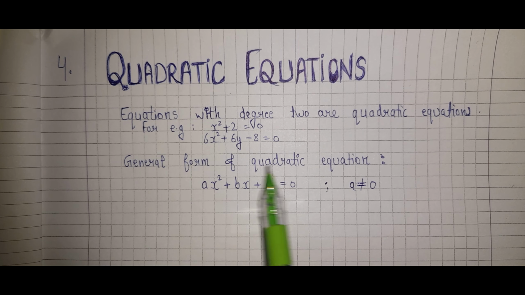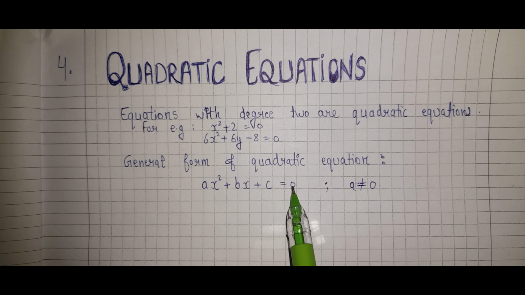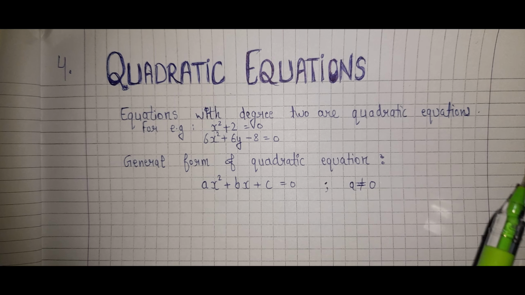Therefore, the general form of quadratic equation is ax square plus bx plus c equals to 0, where a, b, c are the real numbers and a not equals to 0.